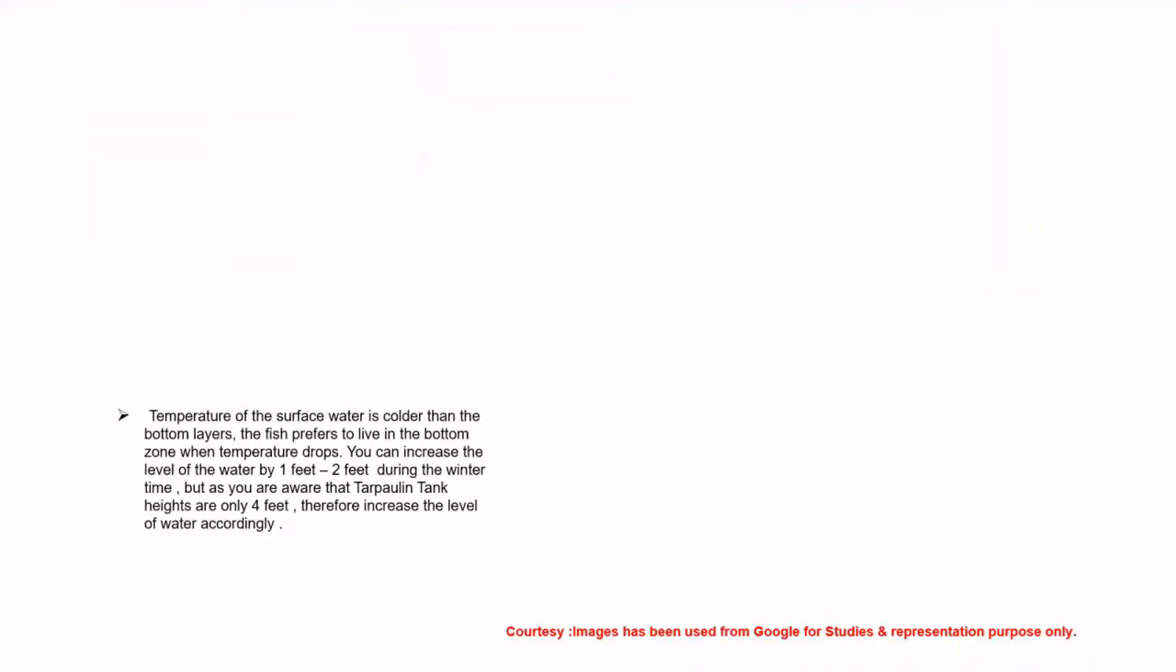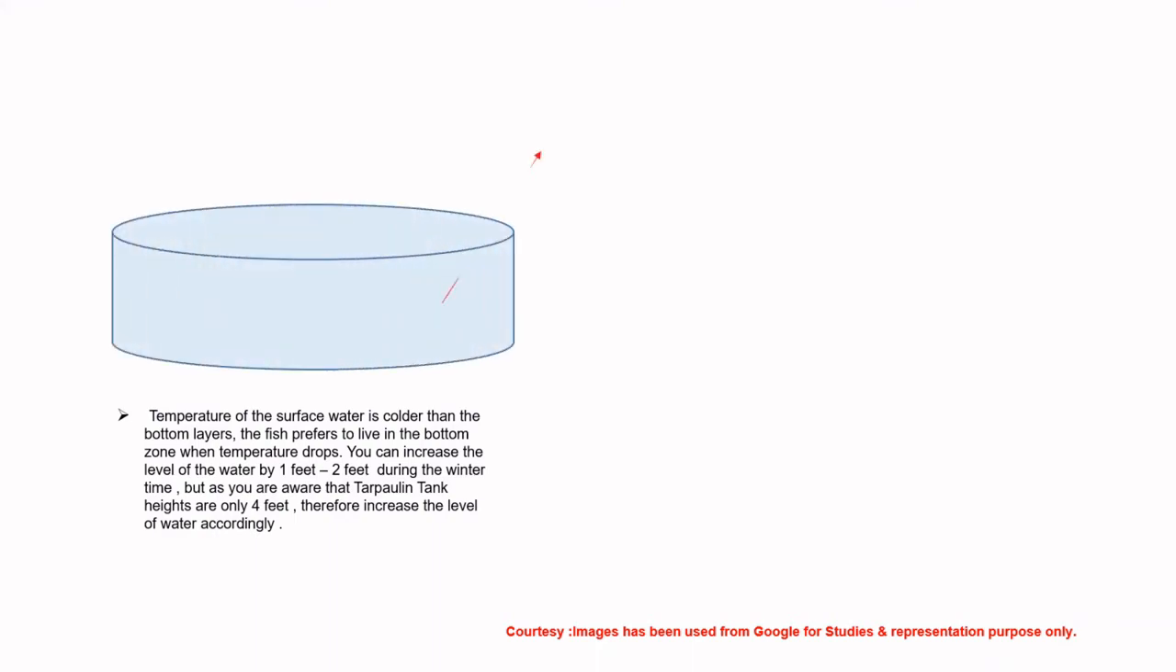The surface water is colder than the bottom layer. The fish prefer to live in the bottom zone when the temperature drops. You can increase the level of water by 1 foot or 2 feet during the winter time. But as you are aware that the tarpaulin tank heights are only 4 feet, therefore increase the level of water accordingly.